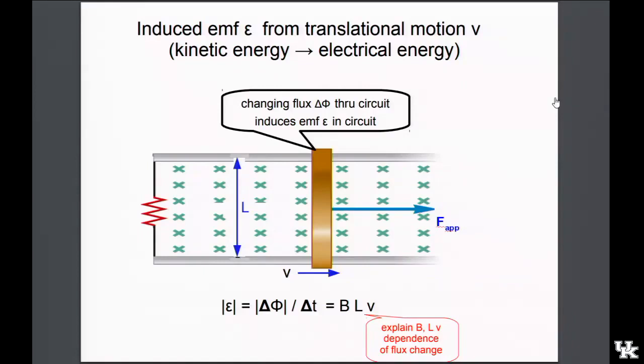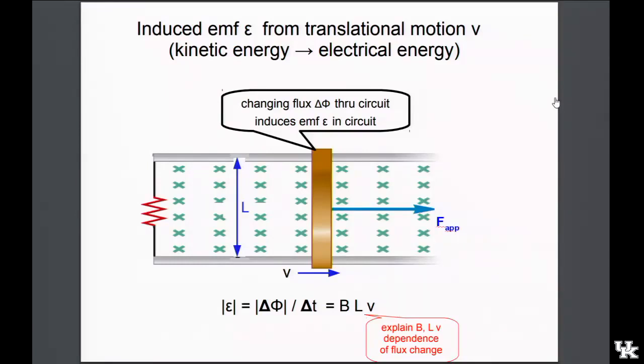So let's think about that equation. I'm not going to show you how I got that equation, but I'm going to argue the ingredients in that equation. That equation is saying that the rate of change of flux, and the induced EMF, induced current, is in proportion to the product of the field and the length of the rod and the velocity you're moving the rod with. Does that all make sense?